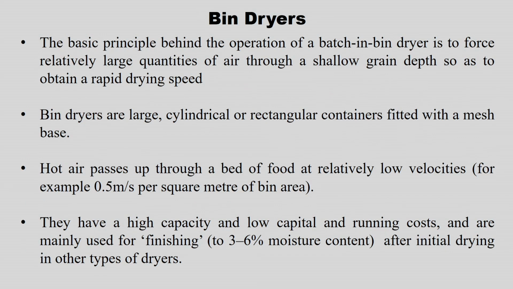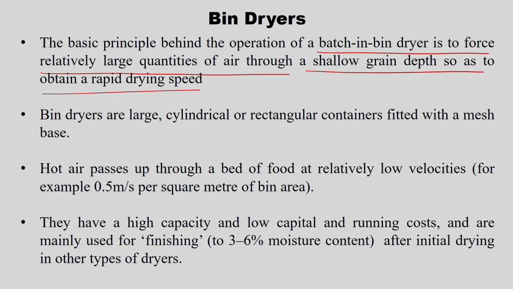Then bin dryers, as I told earlier, are nothing but small storage dryers, right. A batch bin dryer is used to force relatively large quantities of air through a shallow grain depth so as to obtain rapid drying speed. So it is a bin through which hot air is passed. Here you have the food material, and your exhaust air goes out, taking the moisture away. Mostly storage bins, right.